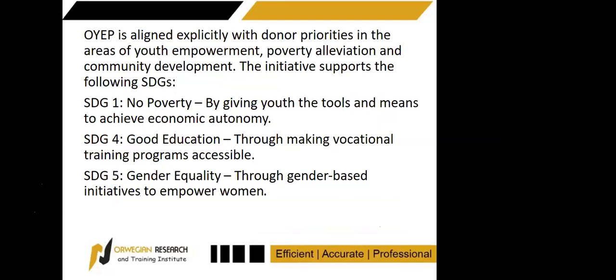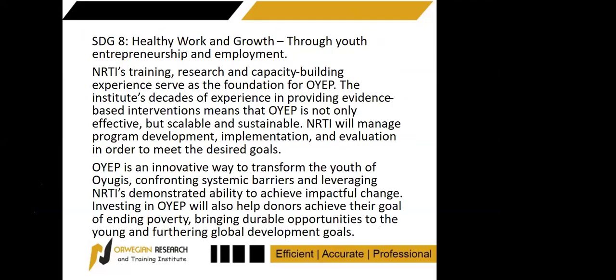Then now, let's link this study to the strategic objectives of the donor. OIEP is aligned explicitly with the donor priorities in the areas of youth empowerment, poverty alleviation, and community development. The initiative supports the following SDGs. Number 1, SDG 1, no poverty, by giving youth the tools and means to achieve economic autonomy. SDG 4, good education, through making vocational training programs accessible. SDG 5, gender equality, through gender-based initiative to empower women. Look at that. This particular program alone is going to tackle 3 different SDGs. And that's what you are linking it up like that. Then SDG 8 also, decent work and growth through youth entrepreneurship and employment.